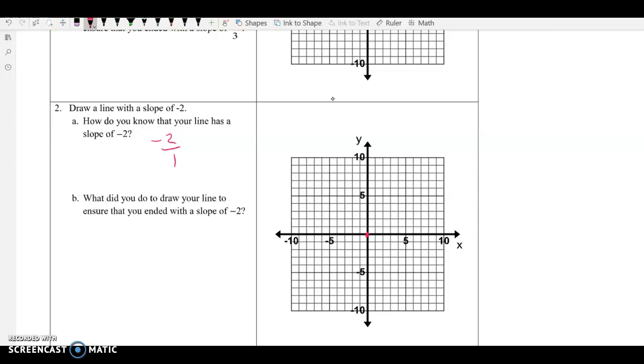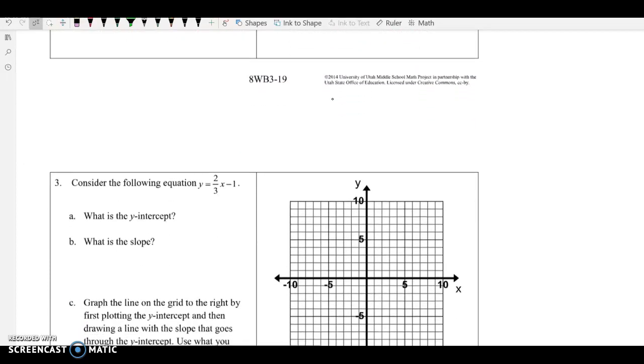So if I start at the origin, I'm going to go down 2 to the right 1, down 2 to the right 1, down 2 to the right 1, down 2 to the right 1. Okay, it says, how do you know it has that? Well, I went down 2 and to the right 1. To continue this graph the other direction from my origin at 0, 0, I'm going to do the opposite of what I was doing. So instead of going down 2, I'm going to go up 2 to the left 1, up 2 to the left 1, up 2 to the left 1. And I'm going to continue my line the other direction.